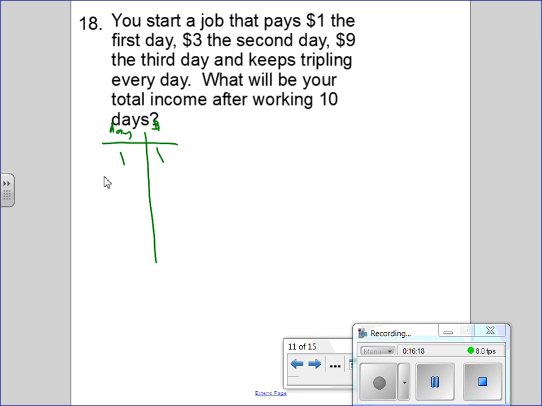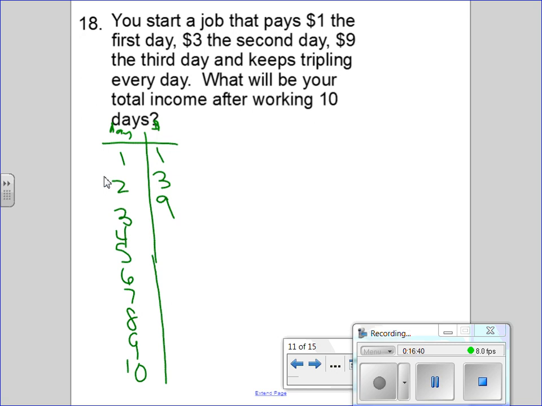But then on the second day, it pays $3. And on the third day, it pays $9. And on the fourth day, it keeps tripling and so forth. And we're going to do this for 10 days, aren't we? All right, you ready to see how big your salary is going to get for 10 days of work? I think when you see how much you're going to make in 10 days of work, you'll take that job.